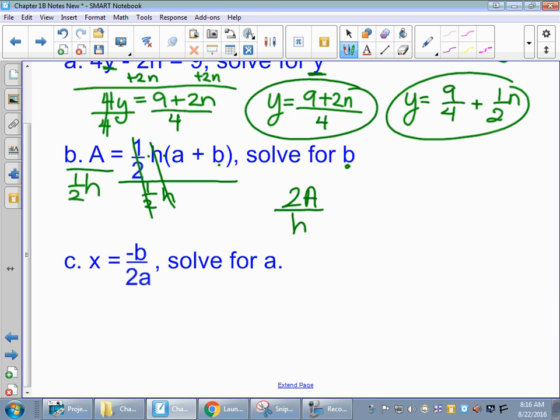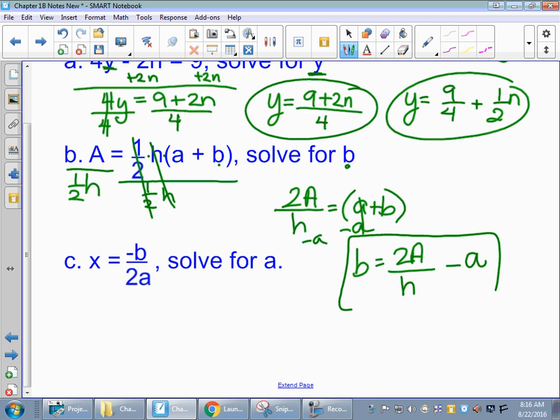The h is still in the denominator. If you didn't like what I just did there, you could multiply both sides by 2 to get rid of the 1/2, then divide by h to get rid of the h. I kind of took care of all of it at the same time. This is equal to a plus b. And so now we can subtract a from both sides, little a. Little a has nothing in common with those other a's and h's. And so b is equal to this crazy quantity, 2 capital A over h minus a little a.